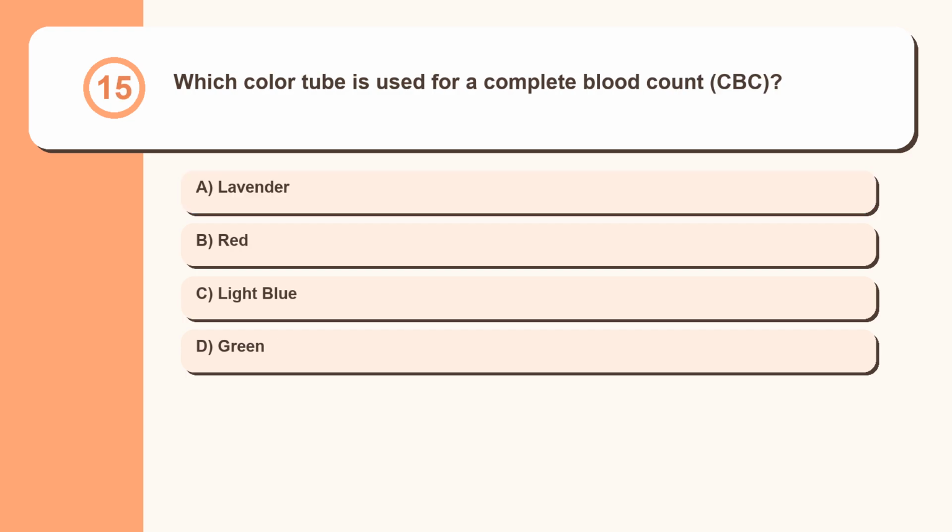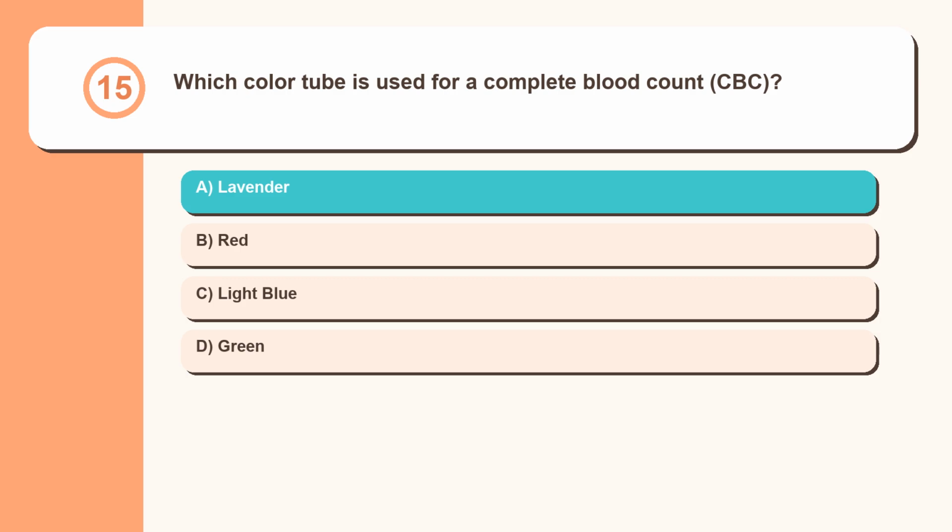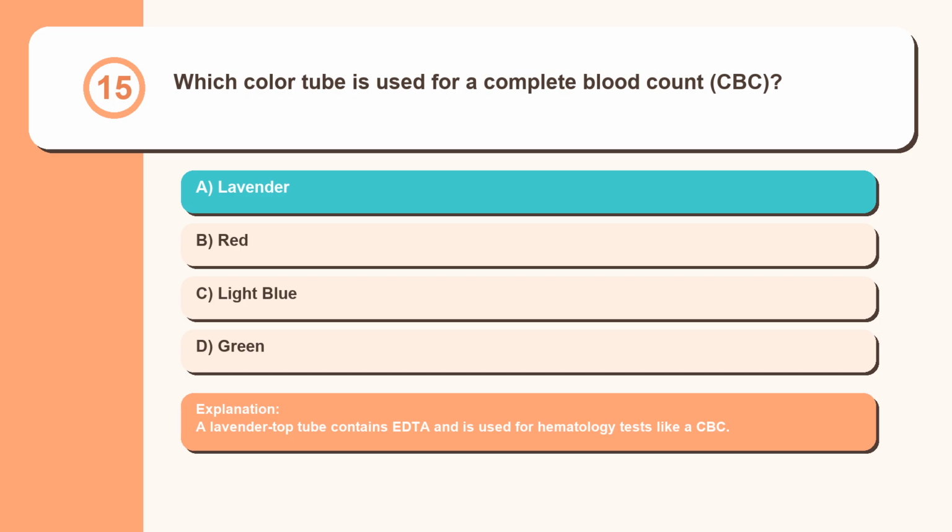Question 15. Which color tube is used for a complete blood count, CBC? Lavender, red, light blue, green. A lavender top tube contains EDTA and is used for hematology tests like a CBC.